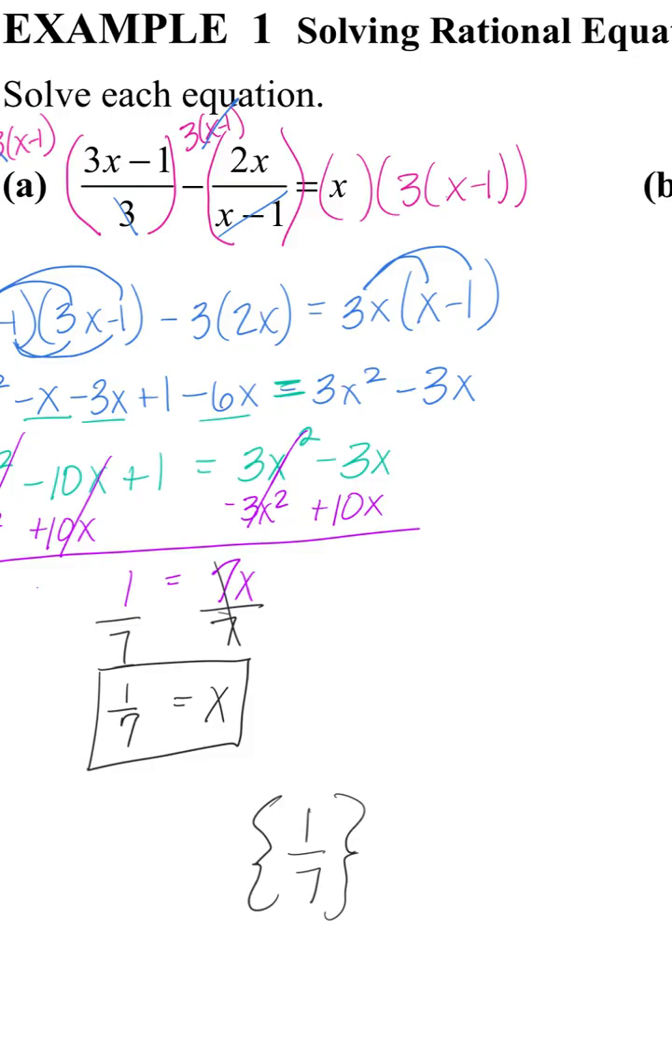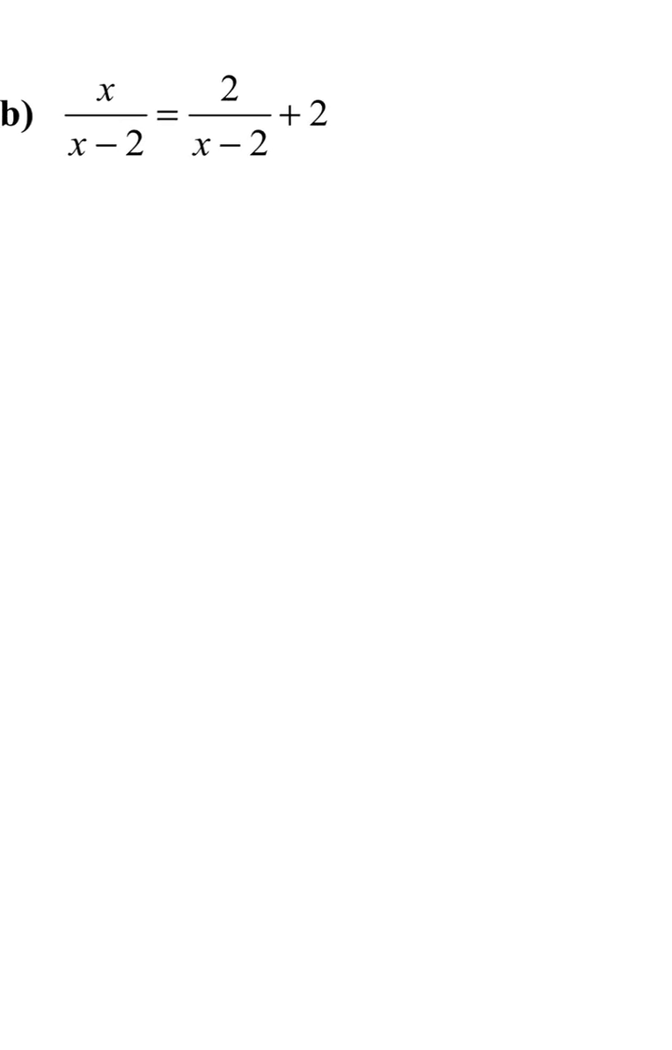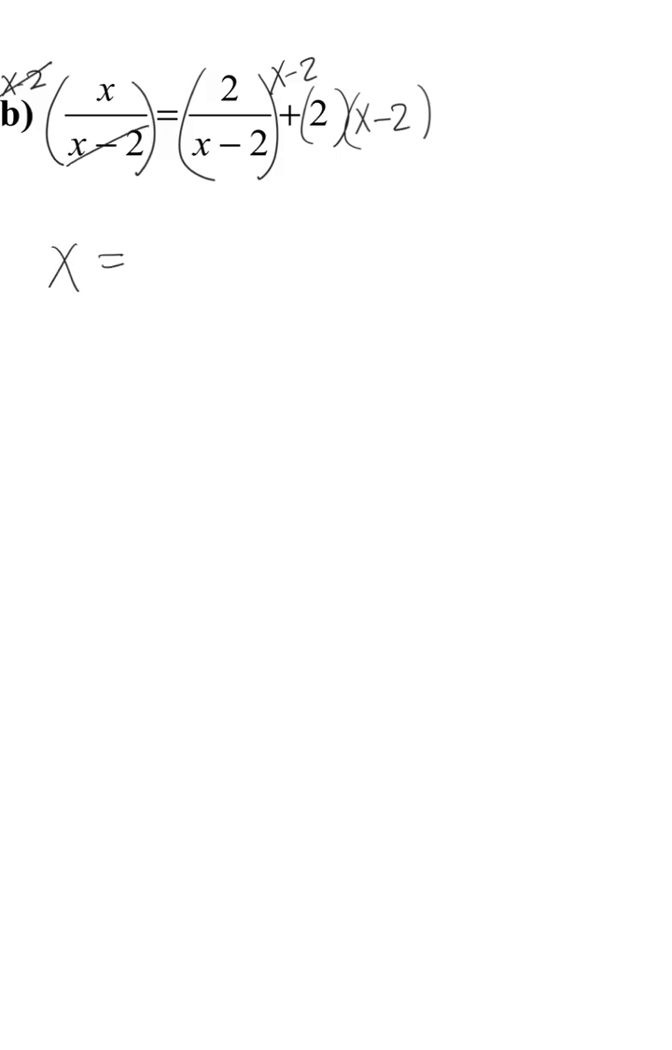All right, now I'm going to slide over here. Remember, in the video, you can always pause me. All right, now this time we have the same denominator. So I'm just going to multiply everything by x minus 2. So x minus 2, x minus 2. So it cancels. So I've got x equals, this cancels, and I've got 2. Now this is going to be plus 2x minus 4.